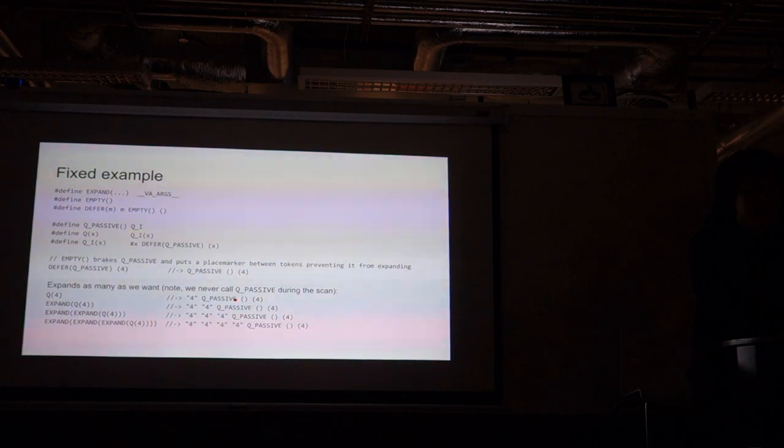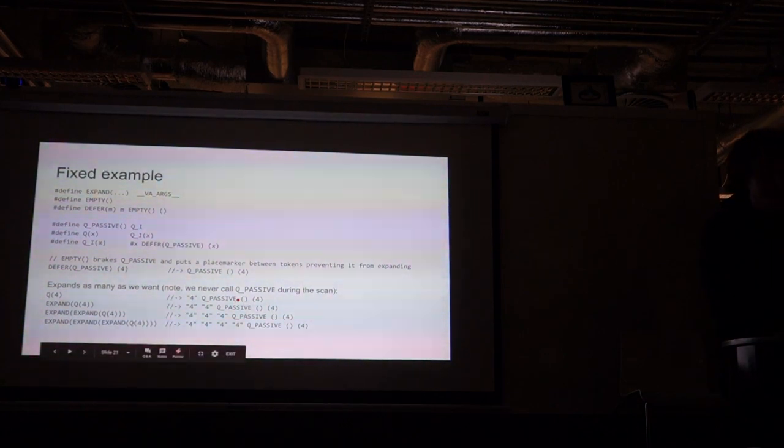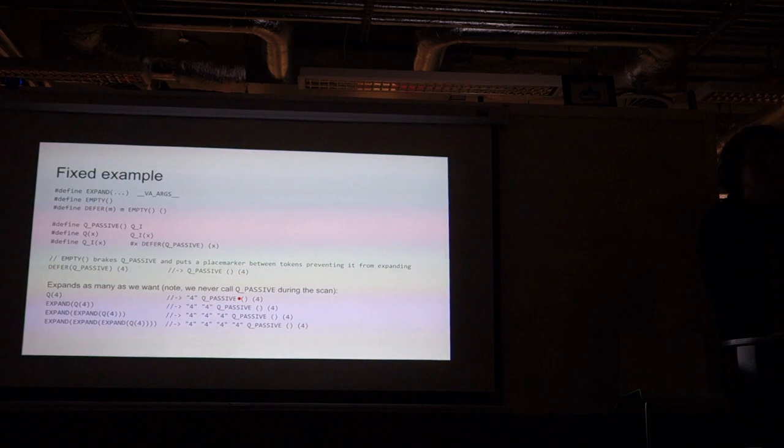No. So I think that should be there, because if you put a space after the name of the macro, it doesn't get expanded. So I think that might just be a defined buffer. But this is the trick. Q passive and parentheses, they don't lead the preprocessor to call this macro. Because Q passive without parentheses is not defined. Q passive with parentheses is defined. So no, it's the definition, it has extra parentheses. It's not called because there is a space here. It's not called because there is a place marker which we created with empty.